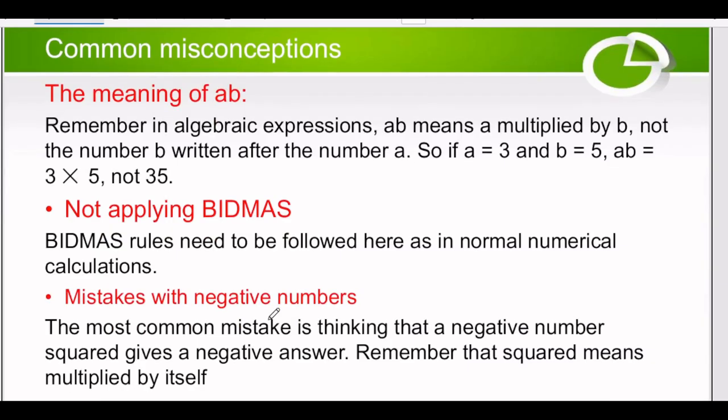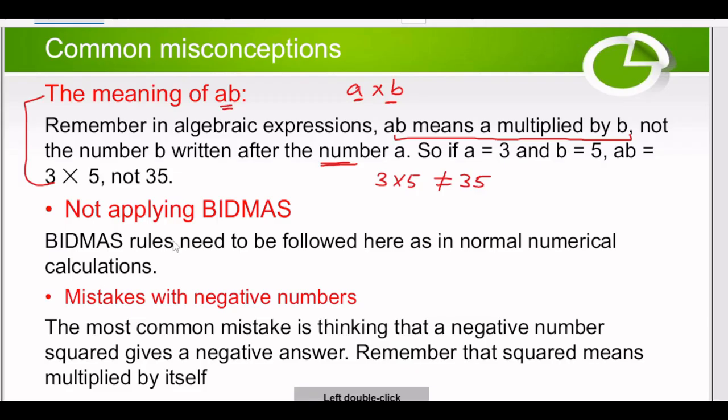Now, a common misconception here: the meaning of ab. As you have seen, I have used something written like this. Remember, in an algebraic expression, ab means a multiplied by b. So, this means a times b, okay. But this does not apply for numbers. So, 3 times 5 is not equal to 35. This works only for letters, right. You have to be very careful about this.